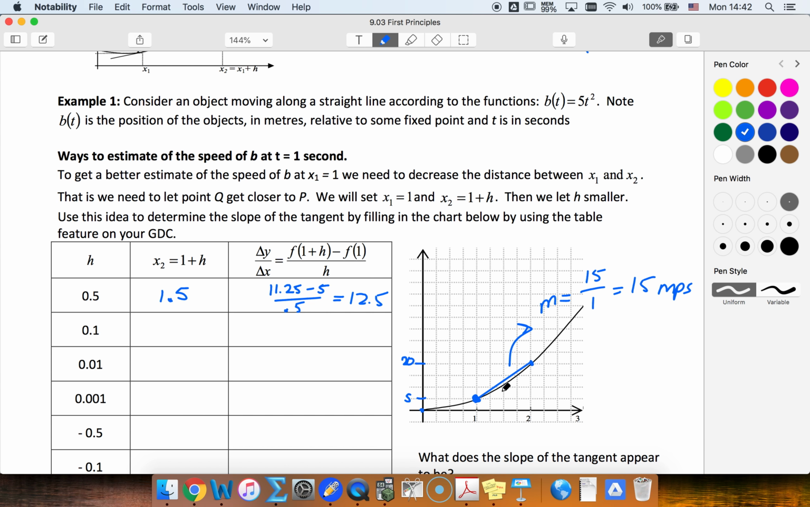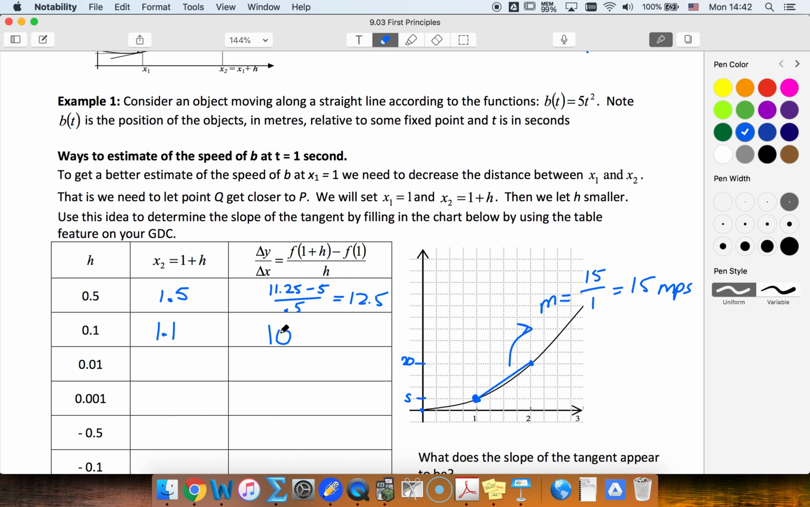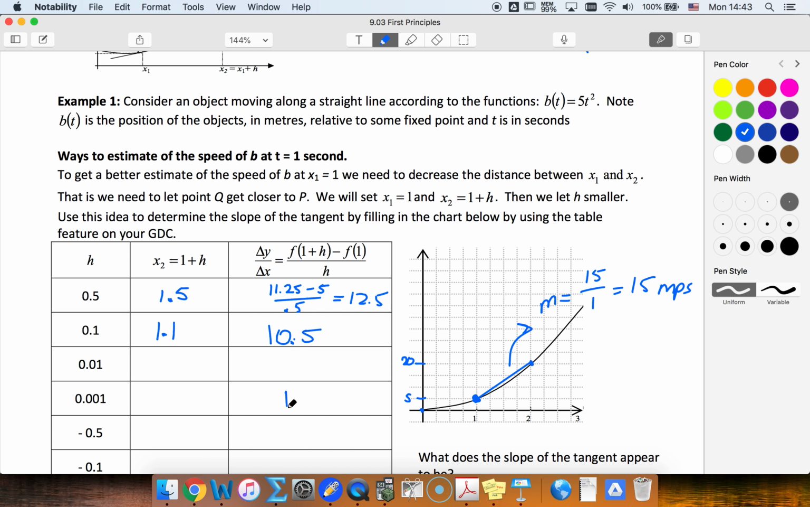And then we can move closer and closer. So now I'm only 0.1 second away from 1. So I would have 1.1 here as my second value. And then I could say 1.1, and I get 10.5. And as you can see, it's like we're finding a limit. So let's skip down to my 1.001, and we get that it's approaching 10.